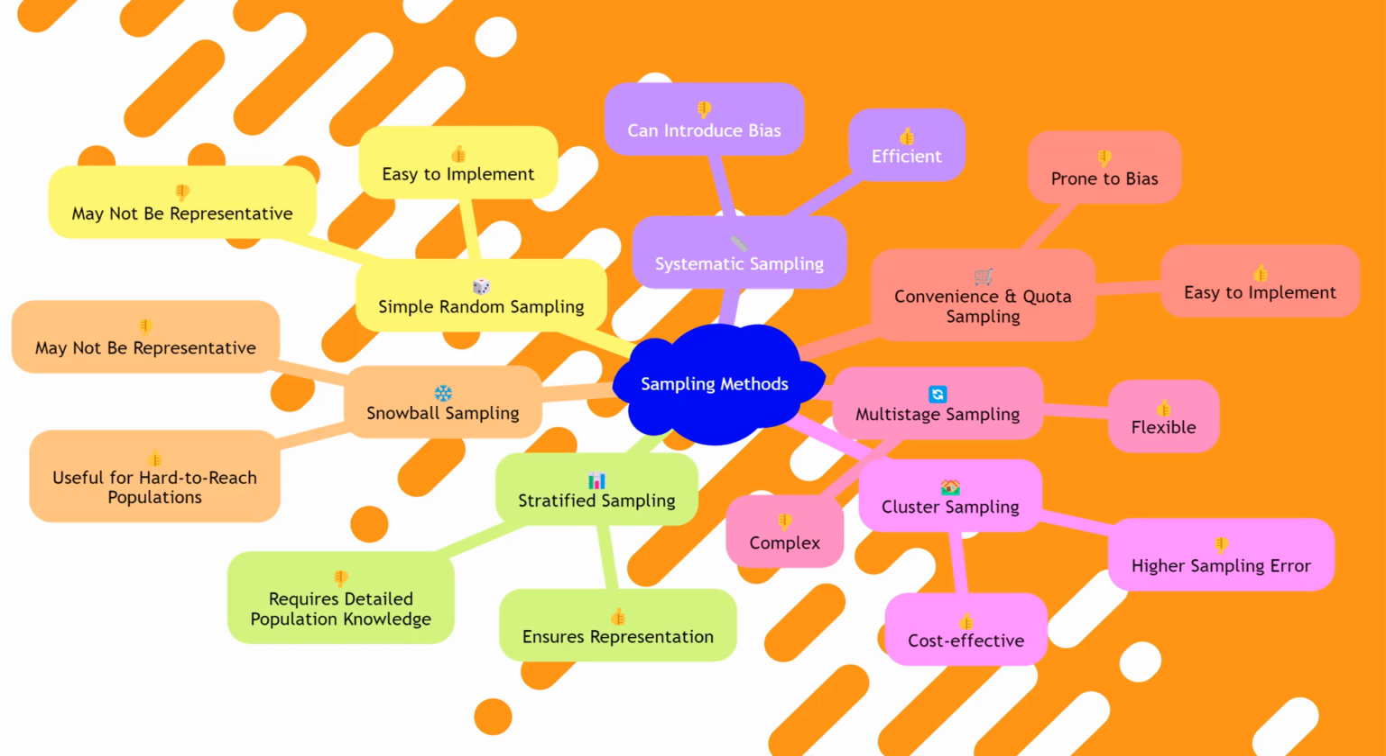Simple random sampling is easy to implement, but may not always be representative. Stratified sampling ensures representation, but requires detailed population knowledge. Systematic sampling is efficient, but can introduce bias if there is a hidden pattern. Cluster sampling is cost-effective, but may have higher sampling error. Multi-stage sampling is flexible but complex.